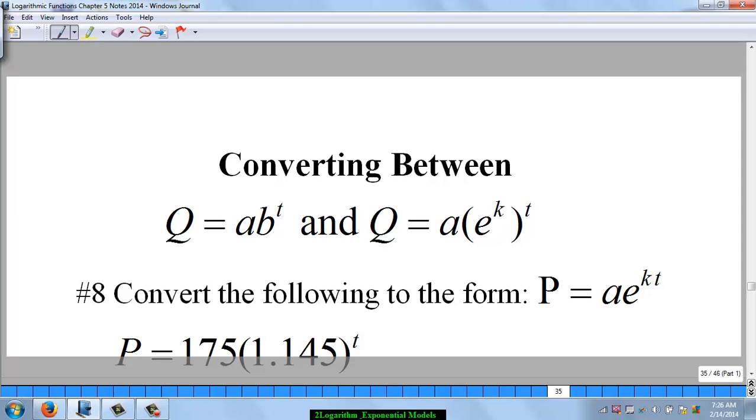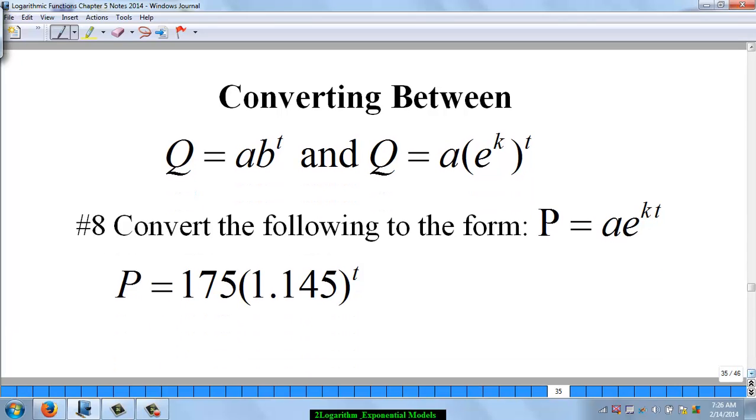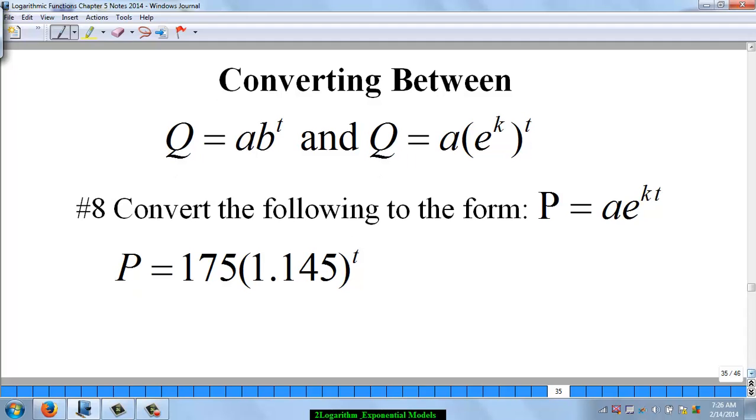Now let's do some conversions here. We're going to convert between A b to the t and A e to the kt. We did this the other way, but now we can do it this way. So I have this population. These were the turtles we talked about before. I had 175, and I'm growing 14.5%. They want us to convert it to a continuous formula.